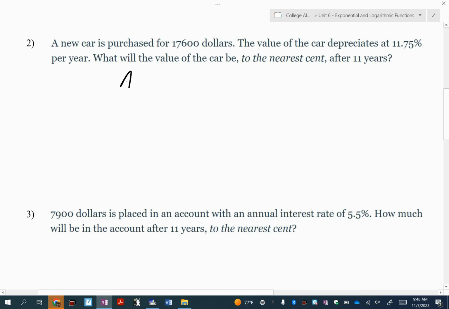Let's write down our formula. The amount at time t equals, what is the starting value of the car? How much did I pay for this car? $17,600. Now this is your choice. Am I going to be writing a plus sign or a subtraction sign? And how do I know that? Because of the word depreciates, right? You always need to be able to point to a word in the problem that's telling you it's growing or it's shrinking. In this case, depreciates means it's going to lose value.